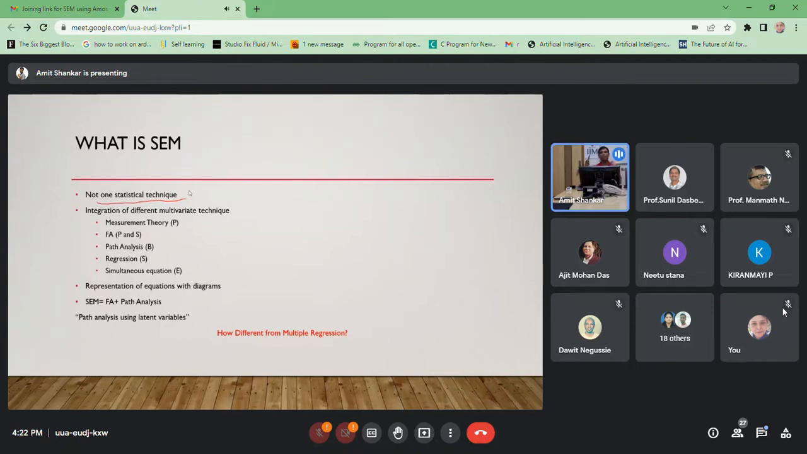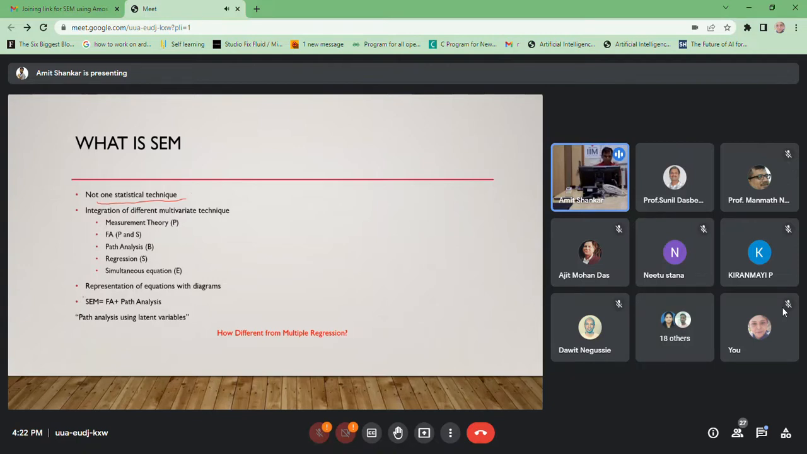So measurement theory is coming from psychology, factor analysis is coming from psychology and sociology, path analysis, which we will understand in a subsequent session, is coming from biology, regression is coming from, again, statistics and sociology, simultaneous equation is coming from econometrics. What I want to say here is that the method is taken from different disciplines, not from only one particular discipline, right? It's a representation of equations with a diagram, which I will show you.